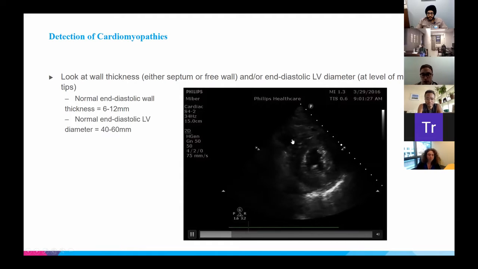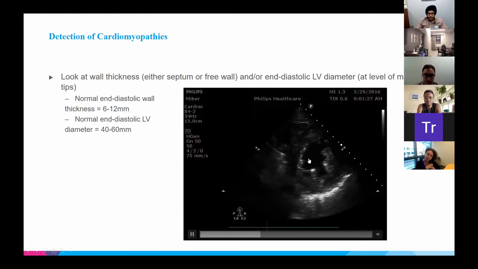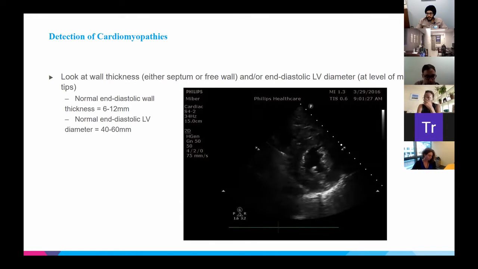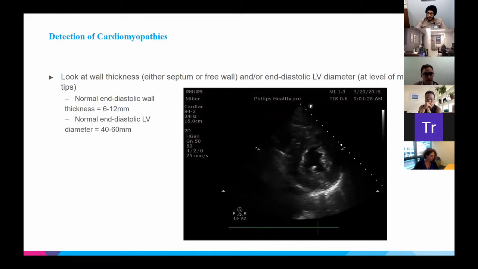And then you can also look at the diameter of the left ventricle itself, and the normal numbers for that is 40 to 60. It's not something that I would generally do at the bedside POCUS, but if you have time and you're interested and you're really trying to decide whether a patient has hypertrophic cardiomyopathy, for example, that's something you could do in a little bit more focused view.